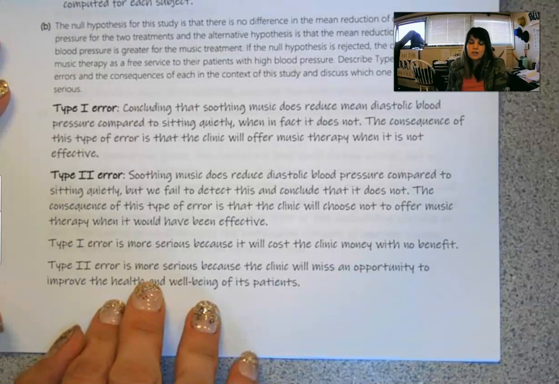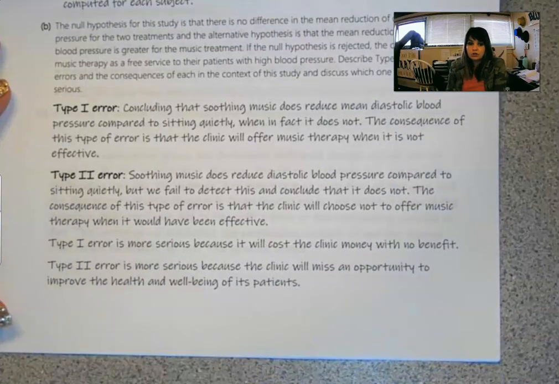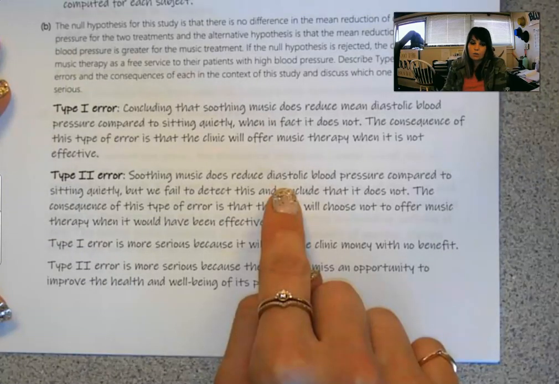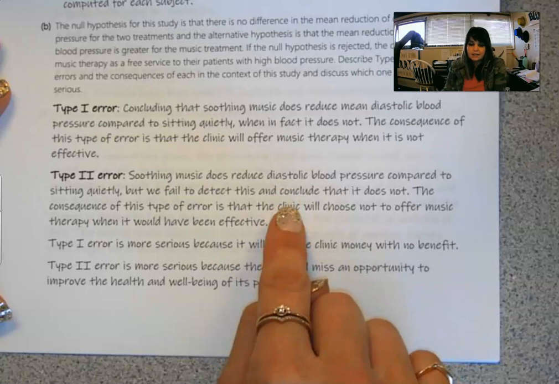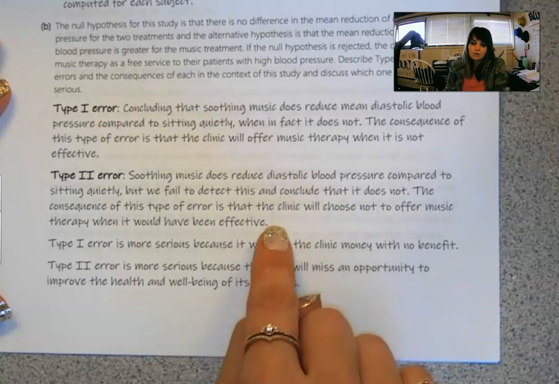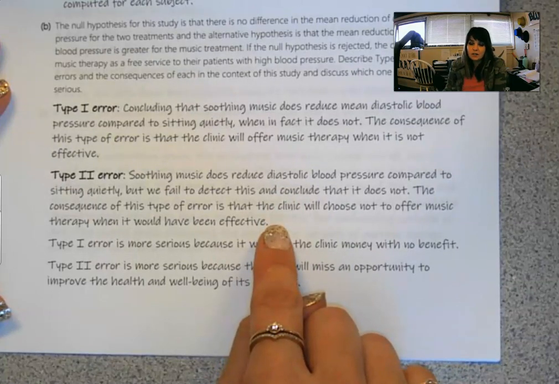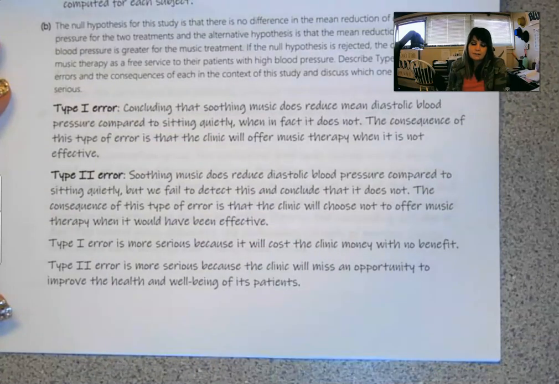Type 2, instead of saying the alternative is true, but we conclude the null, we say soothing music does reduce the blood pressure compared to sitting quietly, but we fail to detect this. The consequence of this type of error is that the clinic will choose not to offer music therapy when it would have been effective.